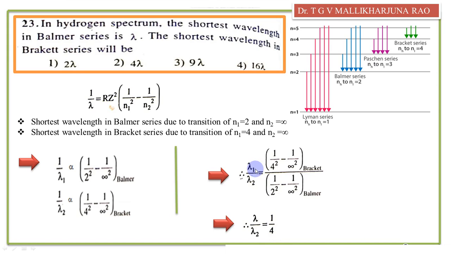Already we know that the shortest wavelength in Balmer series is lambda. That's why instead of lambda 1 we will write lambda. Finally we got shortest wavelength in Brackett series is equal to 4 lambda. Therefore second option is correct.